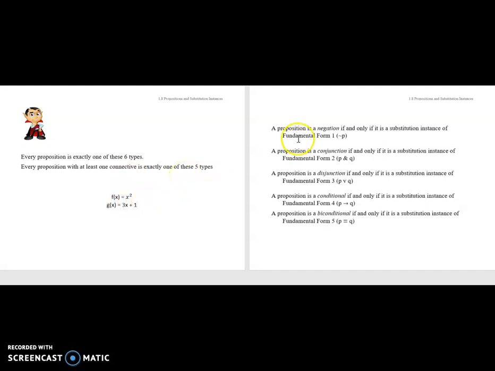Similarly, in logic, being able to identify the type of proposition that you're looking at is absolutely crucial, because the type is going to indicate what kinds of things you can and cannot do to the sentence.